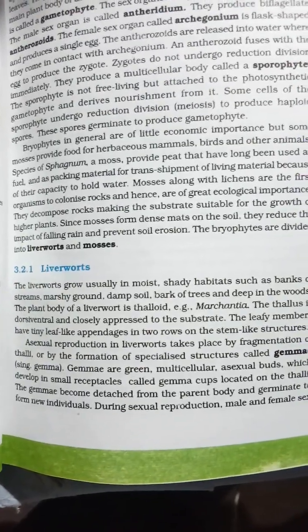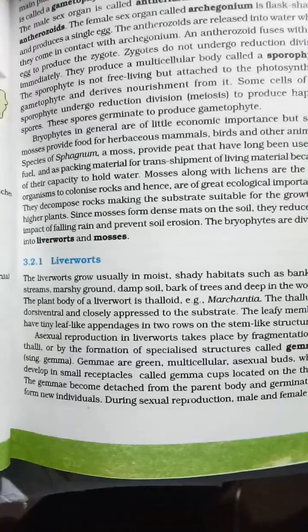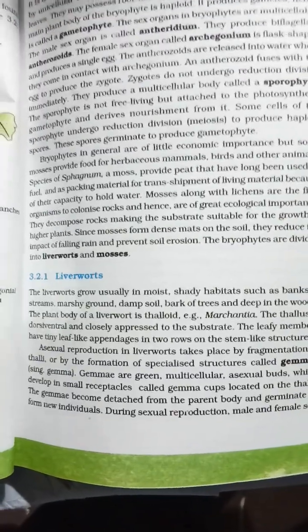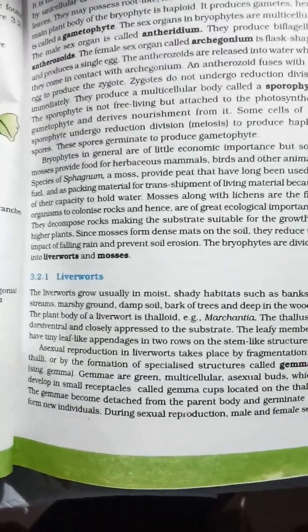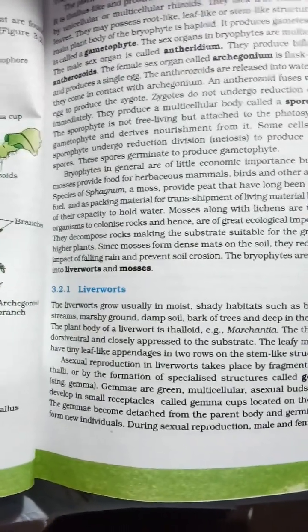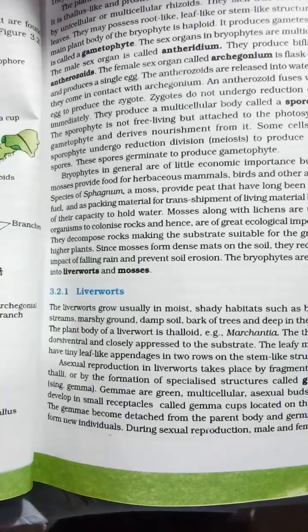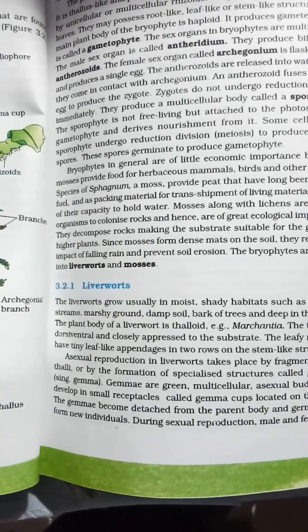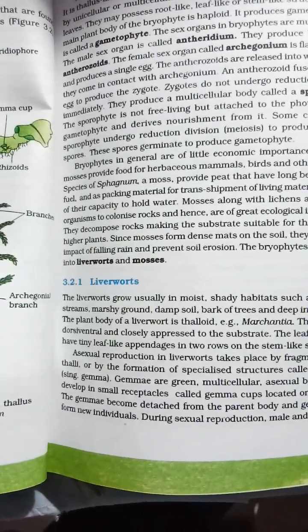So you have seen the importance here, and the bryophytes are divided into liverworts and mosses. We will discuss liverworts and mosses next time. That is a part of bryophytes, and you have seen the importance of the bryophytes. In haploid and meiosis division, you will see reduction division, multicellular sex organs and the amphibians.